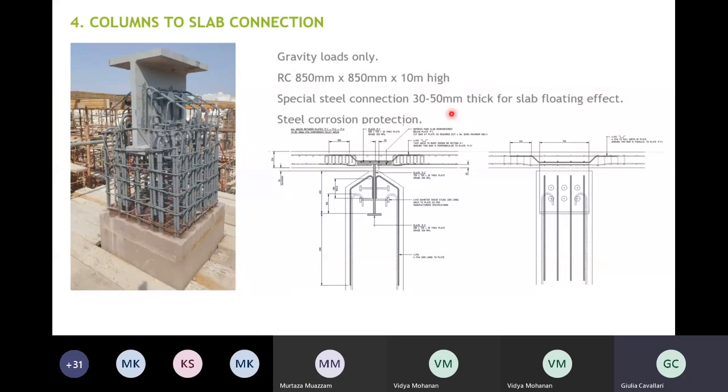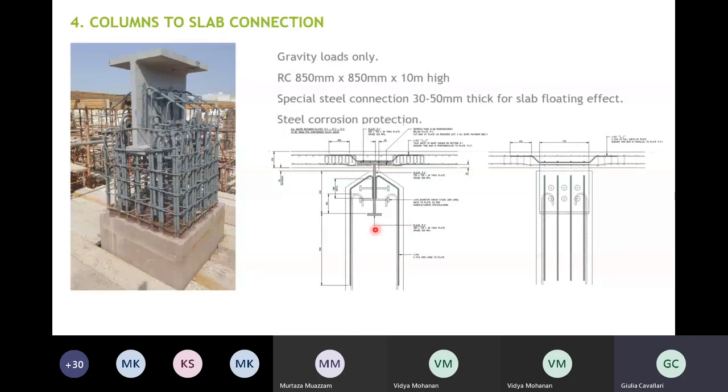And as you see, it's quite a chunky piece of steel. It's 30 to 50 millimeters thick. But you need to imagine that these columns are 10 meters high and they are 850 by 850 in cross section, and they are carrying the roof. Although we don't have any high load on the roof, the roof span is 7.5 meters by 7.5 meters, so the self-weight is quite large. So we have detailed this steel connection to carry the loads. We have detailed the slab for punching shear, so the slab is not shearing off the connection.